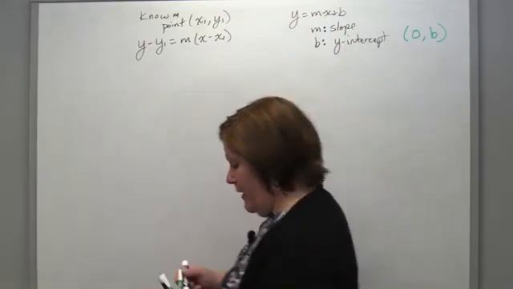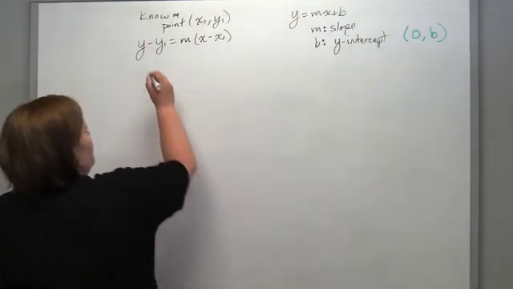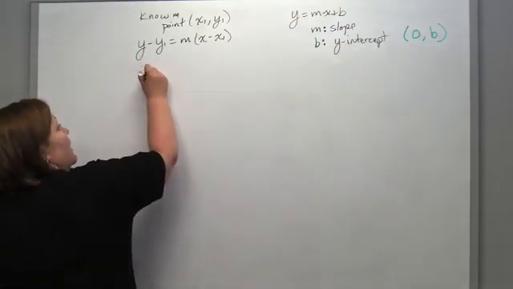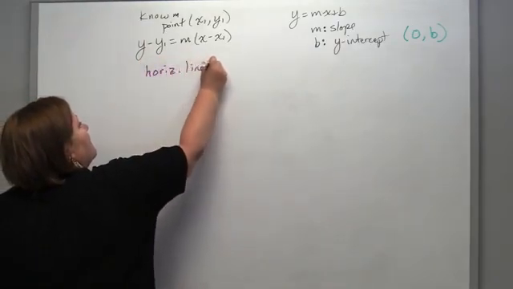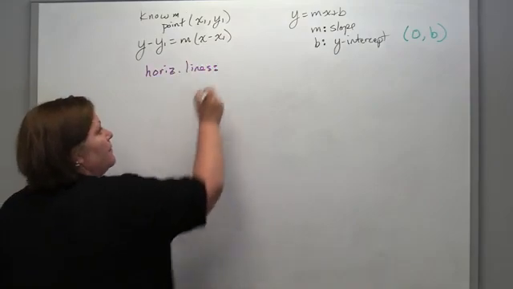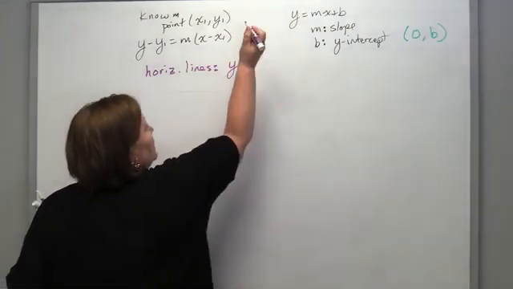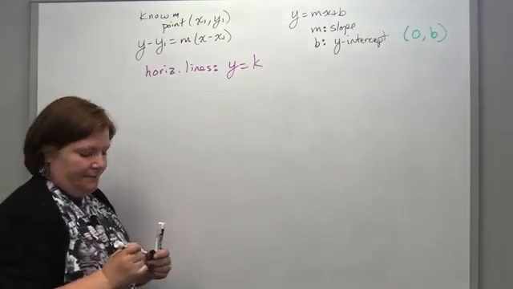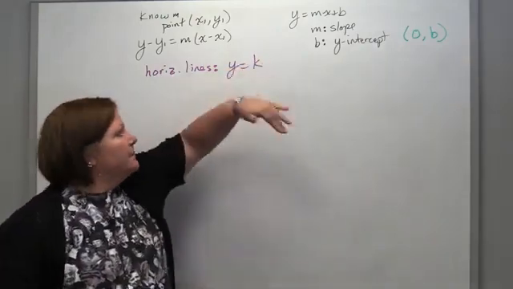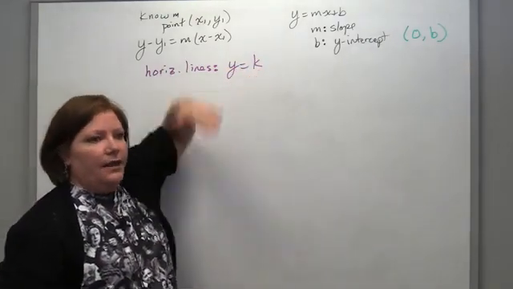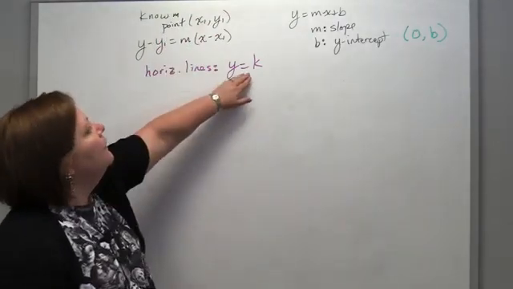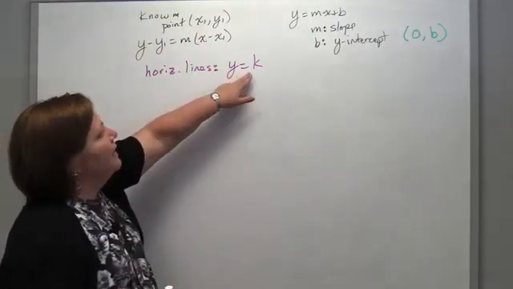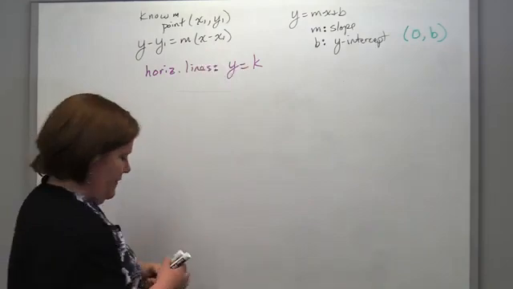Also, I should note that horizontal lines would be of the form y equals some number k. So depending on what this value is, y equals 100 or y equals negative 100. Y is always k, doesn't matter what x is.